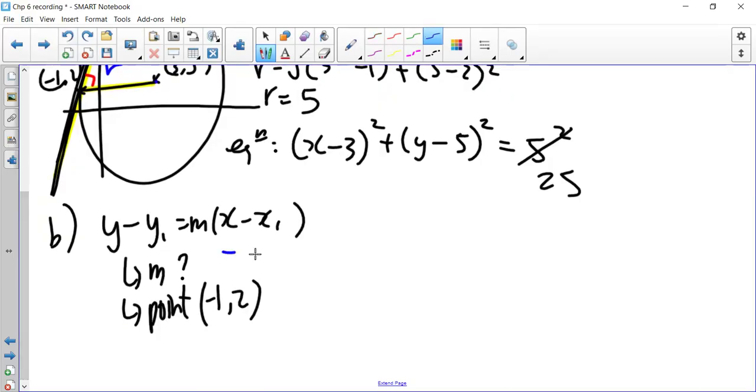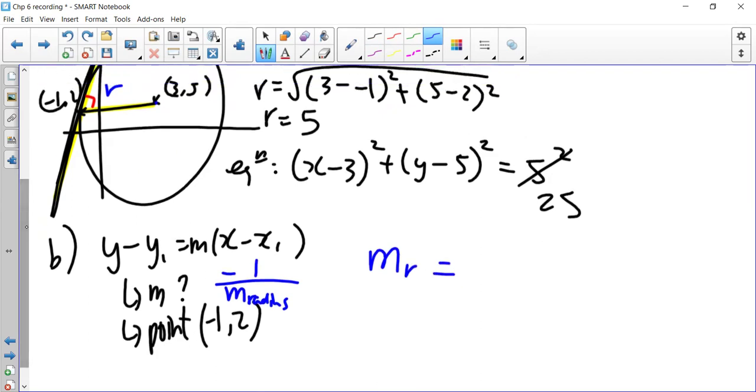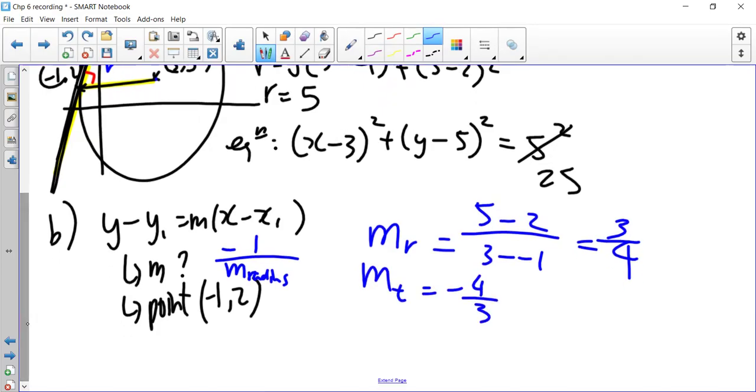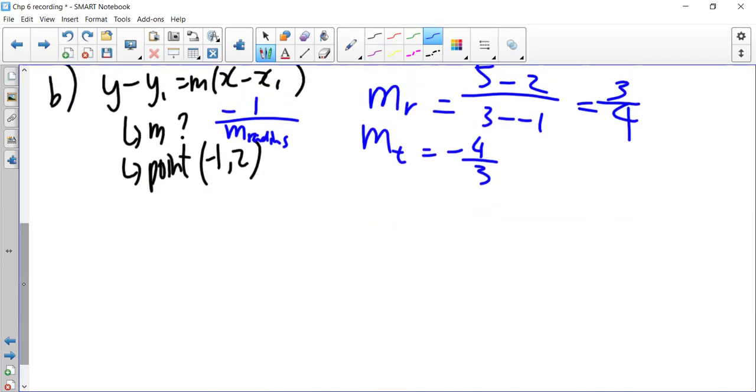So I need to do the negative reciprocal of the gradient of the radius. So the gradient of the radius, mr, equals (y2 minus y1) over (x2 minus x1), which is (5 minus 2) over (3 minus 1), which is 3 over 4. Therefore, the gradient for the tangent equals negative 4/3. Now I've got the two ingredients that I need, the money and the sauce. Now I can enjoy my chicken nuggets.